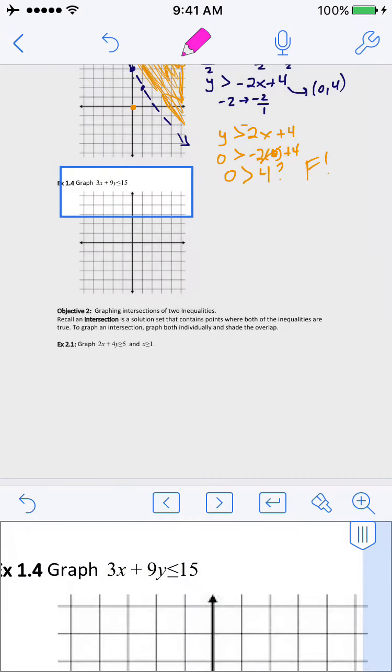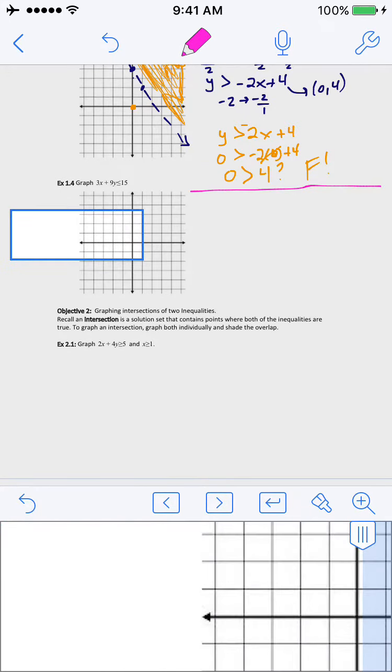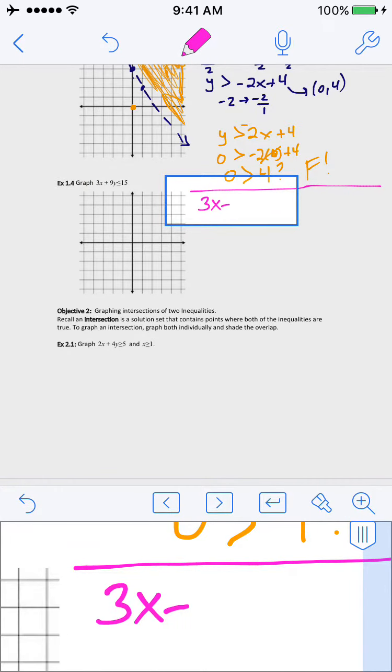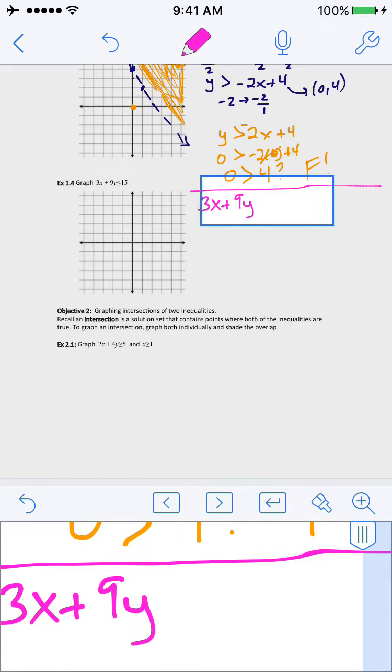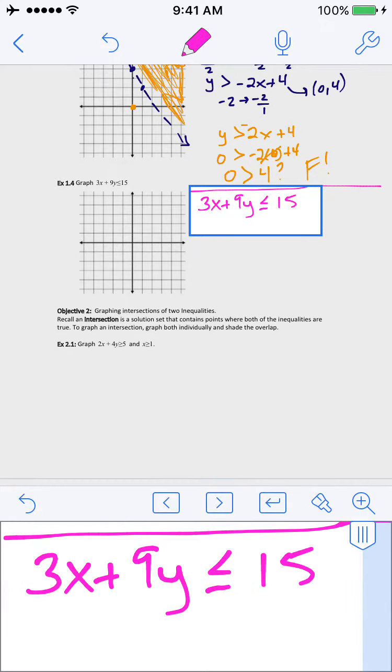Alright, so hopefully you've had a chance to try this one on your own. If not, then I sincerely hope tonight's homework is not too hard for you, but it's probably going to be. I'll go real fast. 3x plus 9y is less than or equal to 15, right? So we'll rearrange that into y equals mx plus b. Same format as the other ones, right? All four of these symbols have the same format.